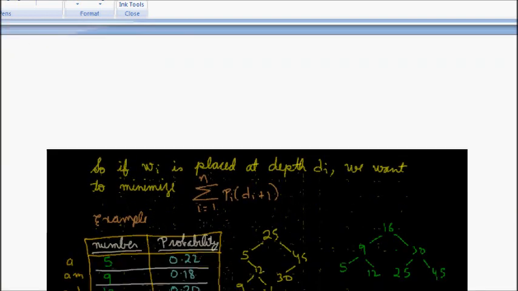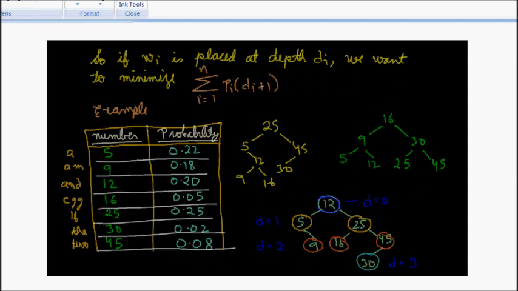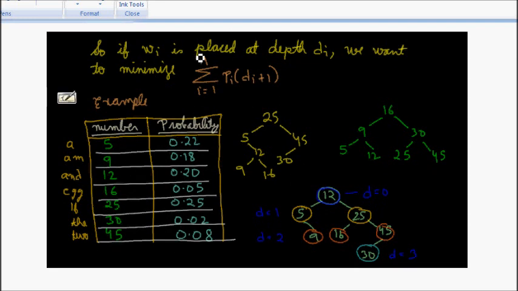Now we have to construct an optimal binary search tree. So let's see this example. Given w1, w2, w3 till wn, and if wi is placed at depth di, what do we want to minimize? I have all the elements w1 till wn, and I sum their cost of searching. So I just do pi into 1 plus di and sum it over all the elements. For example, I have a BST with elements like 5, 9, 12, 16, or we can take these as some words which can be sorted, and then there is the probability of occurrence of these words.